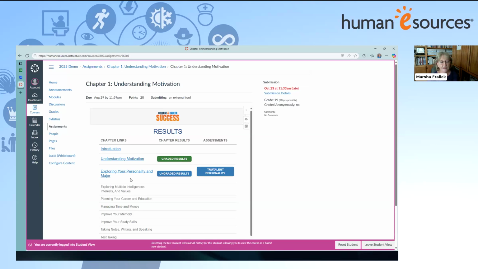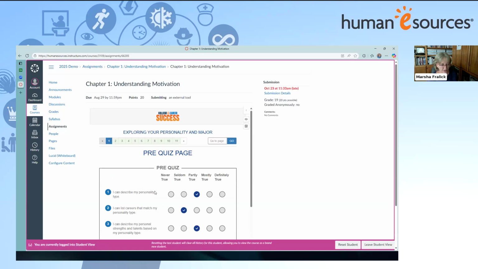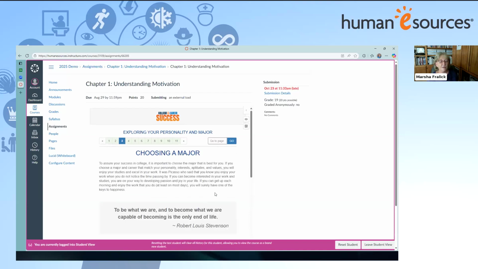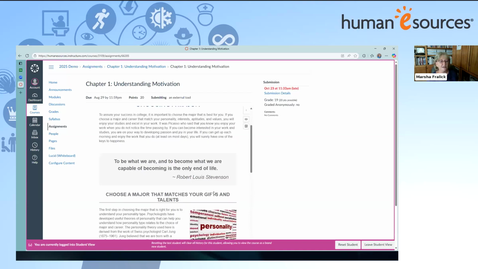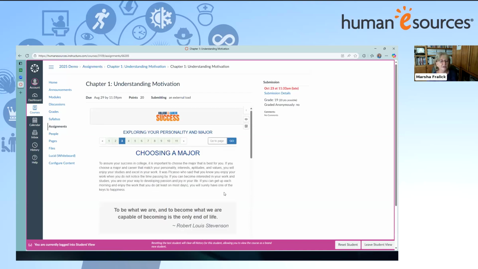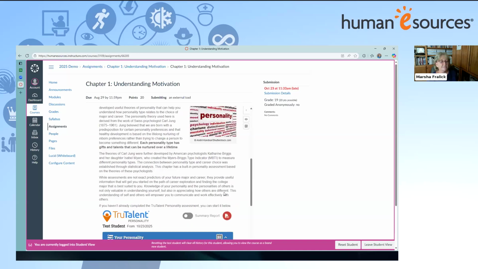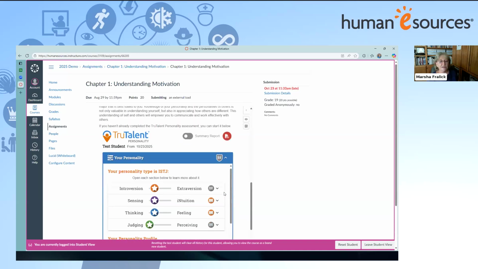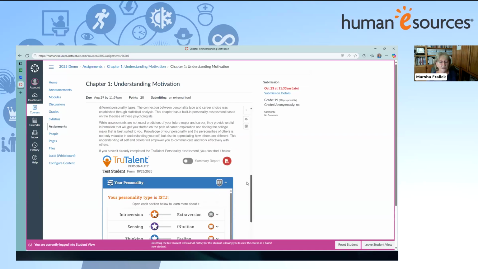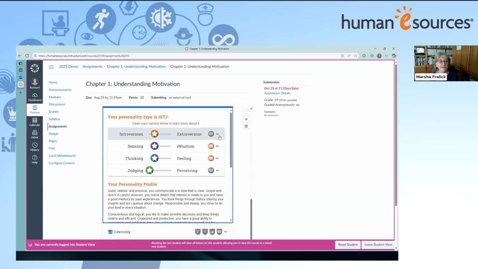So we start working early on personal strengths and major planning, and then move on into the academics. And so the career assessments are integrated into the chapters. So this is the chapter on personality, and they take the personality assessment right inside the chapter. So I have the opportunity to explain personality theory, why it's important in a simple way. And then students take the assessment right within the chapter. And the assessment is clickable.